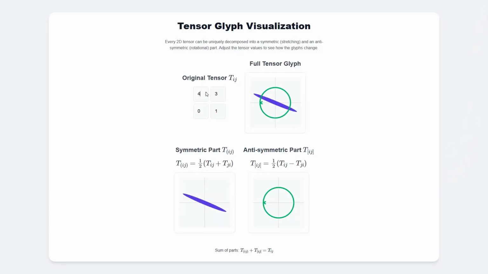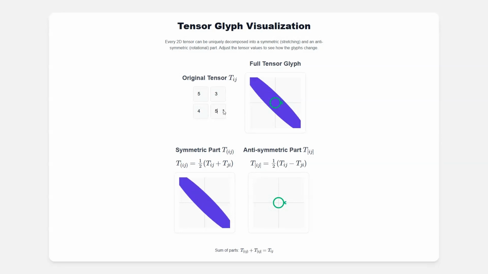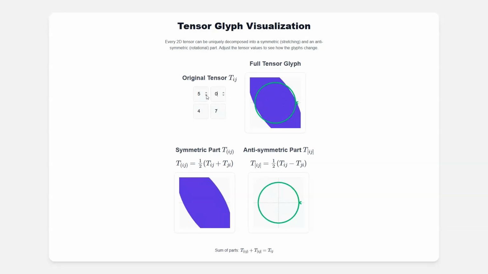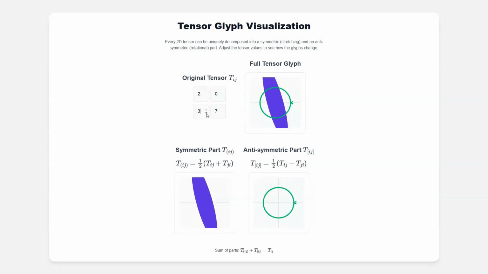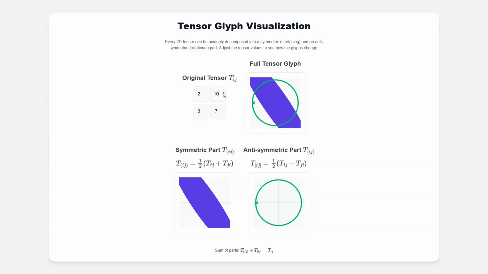Second, how does this look visually? Well, this is the cool part. Any tensor's transformation can be broken down into two distinct actions. The symmetric part is basically a stretch or squish, and we can visualize that with an ellipsoid shape. Then you have the anti-symmetric part, which is just pure rotation, represented by a simple circular arrow.